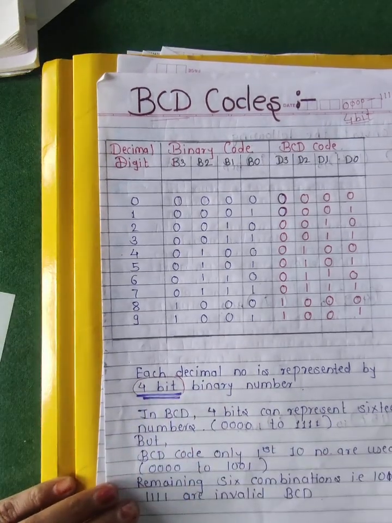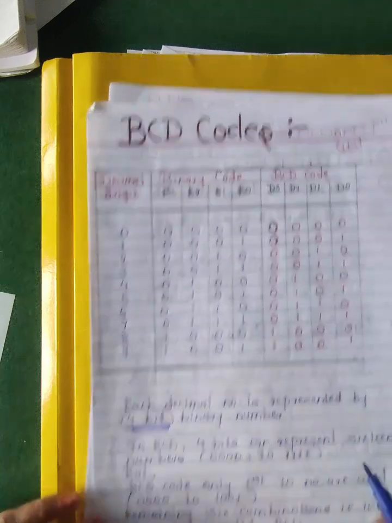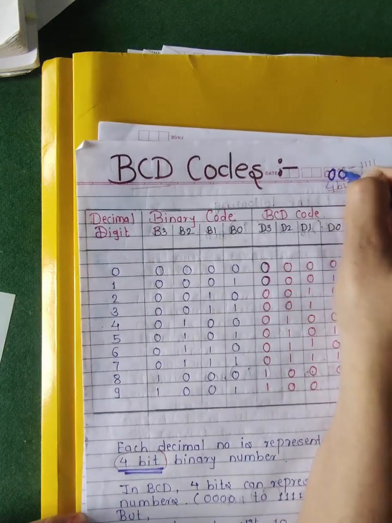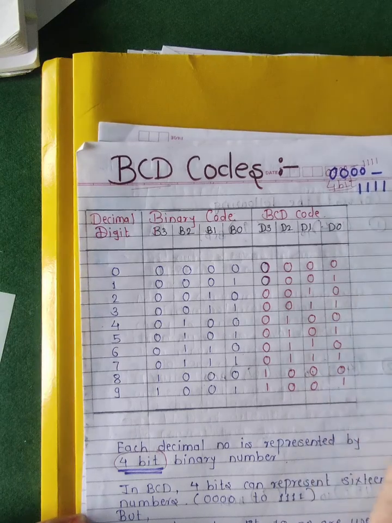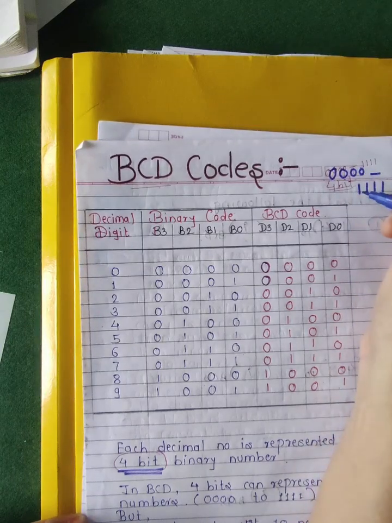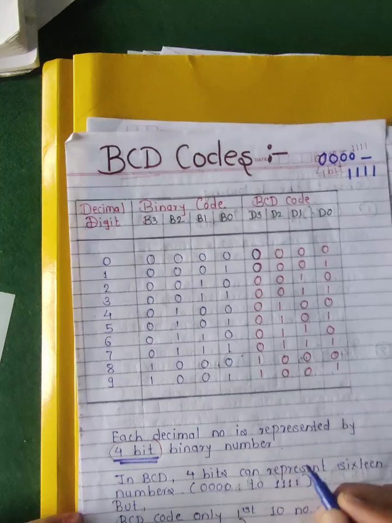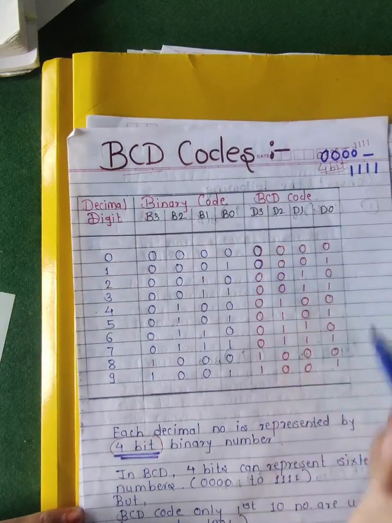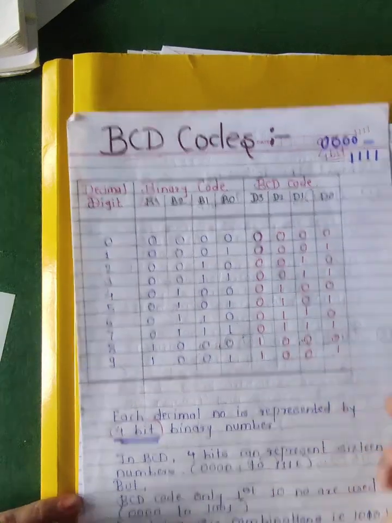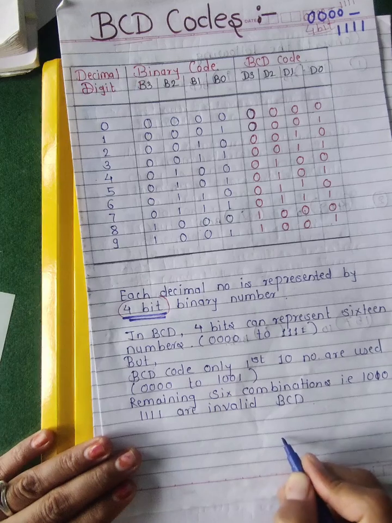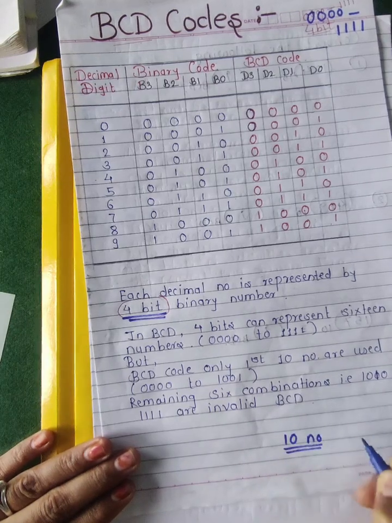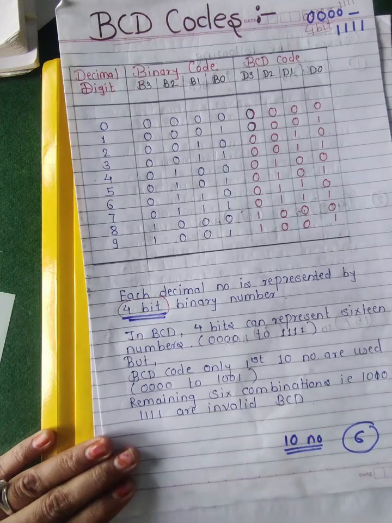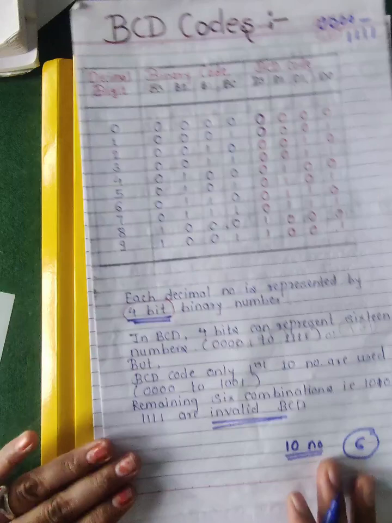Okay, 4 bits can be represented, we know, from 0 0 0 0 to 1 1 1 1. That is our 4-bit representation. BCD code consists of 0 0 0 0 to 1 0 0 1. That means the first 10 numbers they will consider, and the remaining 6 combinations are invalid BCD. Okay, so these are our BCD numbers.